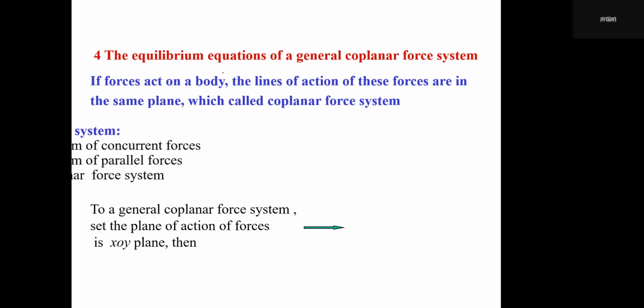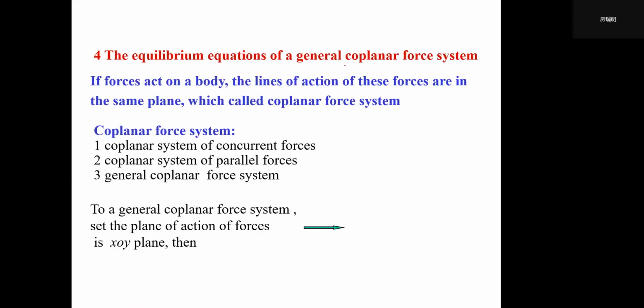And the equilibrium equations of a general coplanar force system. That's our main focus. 平行力，平面力系, right? 平面力系. So if forces act on the body and the lines of action of these forces are in the same plane, it is called a coplanar force system. Then its equations will only be 3, right?